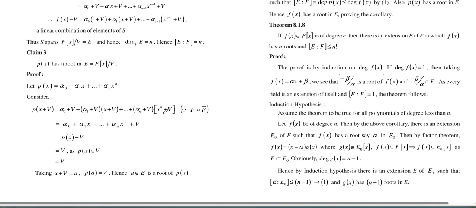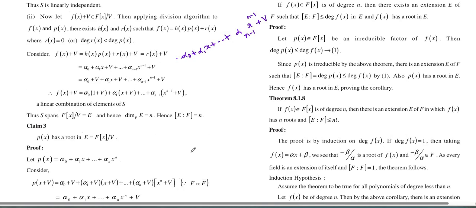Now p of x plus V will give such an expression by the addition and multiplication in the quotient space. We have this step, and the whole lot is nothing but p of x plus V. So you have p of x plus V to be equal to capital V. This is absorbed actually because p of x is in capital V. So taking x plus V as a, we conclude that p of a equals V. Hence, a in E is a root of p of x.